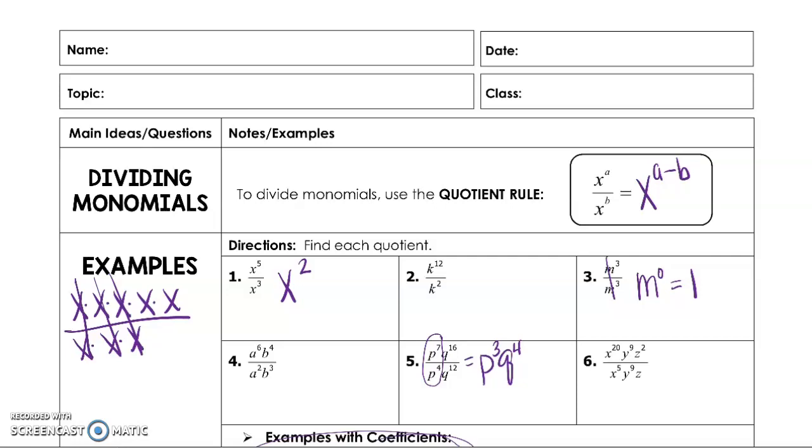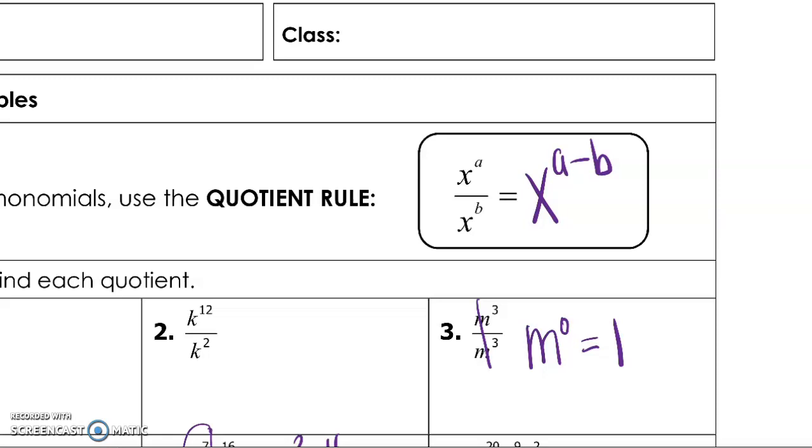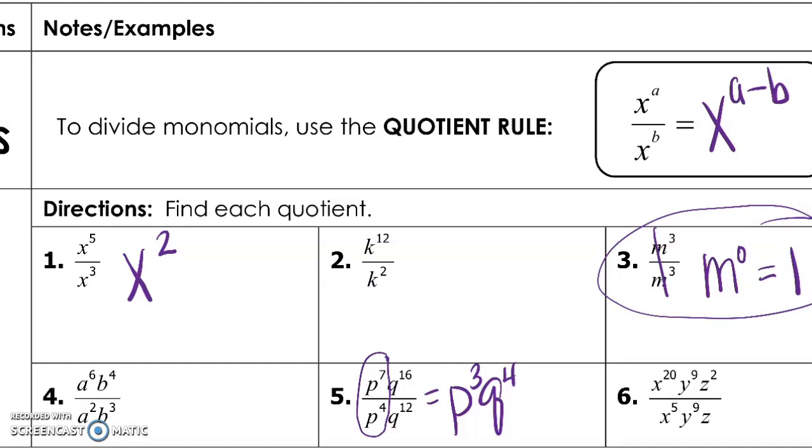This video will cover the even problems on pages 6.5 and 6.6 in our notes. Just a reminder up here, when we have exponents that are being divided, we need to subtract them. And if you look at number 3 real quick, if they are exactly the same, they would cancel out to 0, which means you just get 1. So number 2, 12 minus 2 is just k to the 10th.